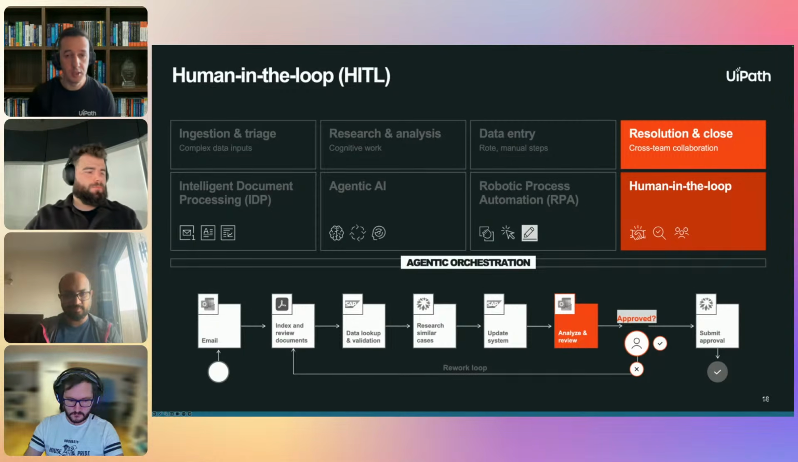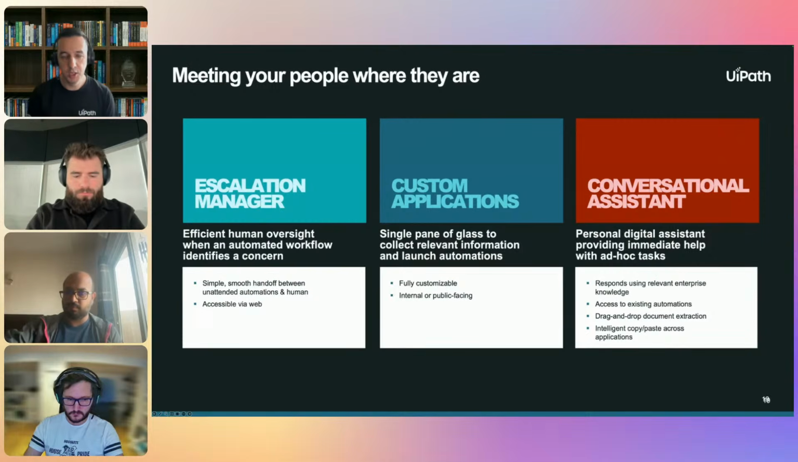Now, the last and an important step here would be the human in the loop. Because not everything should be fully autonomous. Some steps need human judgment, and UiPath supports this with Action Center. And it's actually designed to meet humans where they are. So you can build custom applications, you can have conversational agents, escalation managers for complex cases, and a smooth handoff between these, whether it's automations or whether it's agents, so that they step in as needed and when.